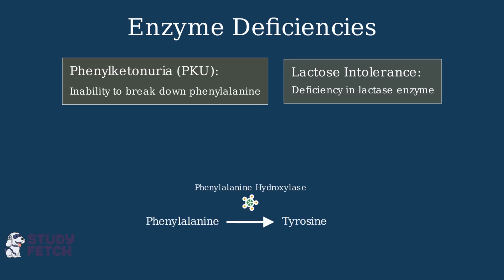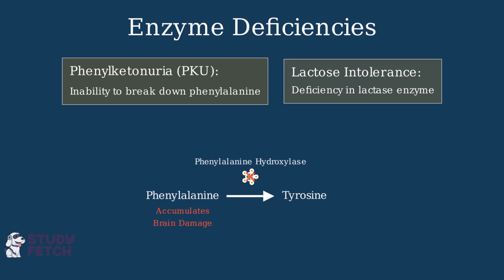In normal metabolism, the enzyme phenylalanine hydroxylase converts phenylalanine to tyrosine. In PKU, this enzyme is deficient, causing phenylalanine to accumulate and lead to brain damage if not managed through diet.